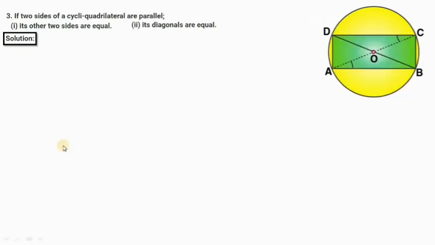Okay, let us see the third question. The question says, if two sides of a cyclic quadrilateral are parallel. Now there's a quadrilateral whose two sides are parallel. That means the quadrilateral has to be a trapezium. So we need to show that the other two sides, that is the non-parallel sides, are equal, and its diagonals are equal.